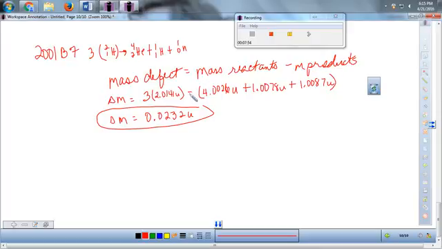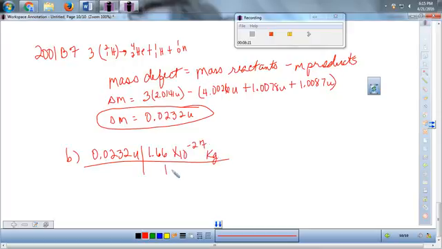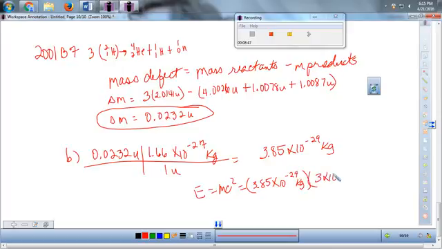B said determine the energy in joules released during a single fusion reaction. So I'm going to convert those U's into energy. So I'm going to say that 0.0232 U's, and I know that 1 U is 1.66 times 10 to the negative 27th kilograms. And so when I did that, I got my mass to be 3.85 times 10 to the minus 29 kilograms. And then I said, well, that energy is equal to mc squared. So 3.85 times 10 to the minus 29 kilograms times c, which is 3 times 10 to the 8th. So the energy that was released was 3.47 times 10 to the minus 12th joules. So again, that wasn't any big deal.